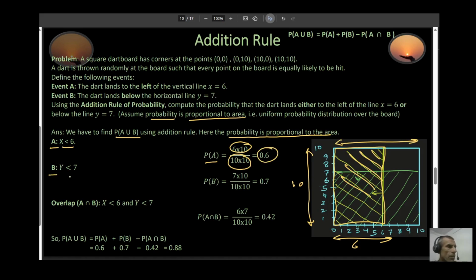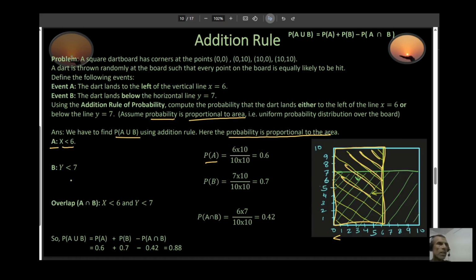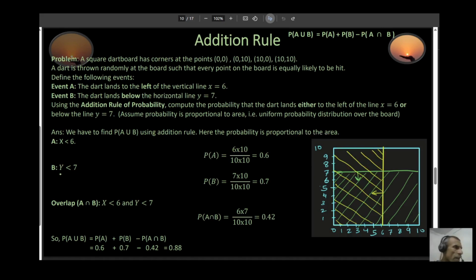Same thing, probability of B now. Your B in this case would be defined by y less than 7. Your y less than 7 would be this part right here. You calculate the area of this, and the area is 7 times 10, divided by 10 by 10, which is the size of your sample space, and the answer comes out to be 0.7. So I know my probability of A and I know my probability of B.